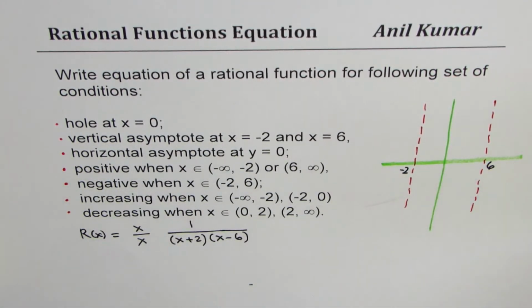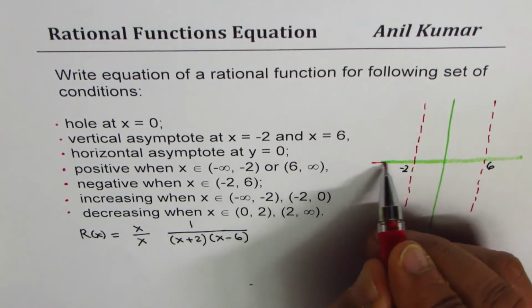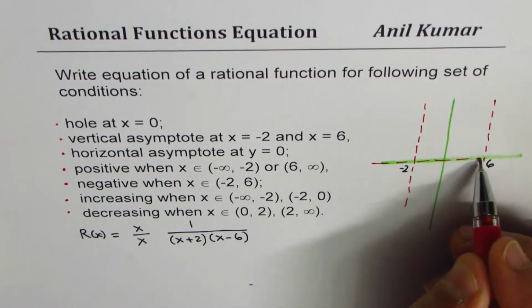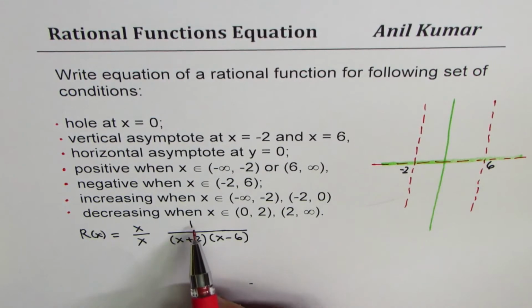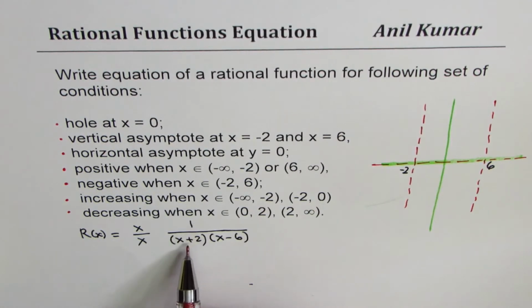Horizontal asymptote at y equals 0, there you go, and it really means that the degree of the denominator is higher, right? So we could have x on the top or a constant. Since we have a degree of 2 in the denominator, these two will cancel.